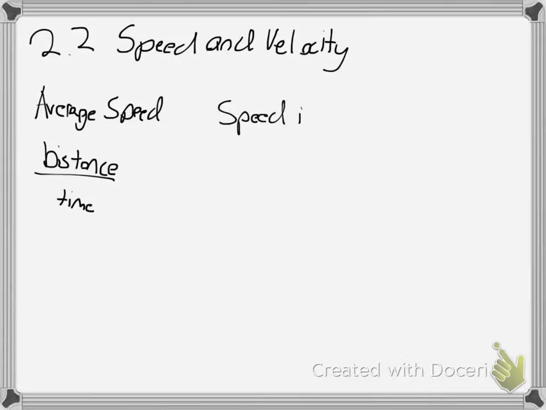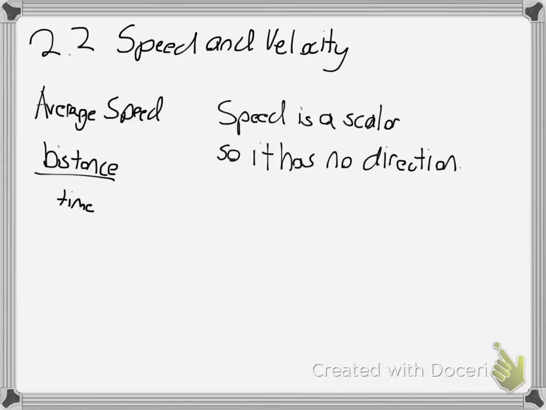The important thing about speed is that speed is a scalar quantity, so it has no direction. So we wouldn't say that speed is going east or north, we would just say it has a magnitude of a certain number. So we would never be able to get a negative speed. This makes sense because you can't get a negative distance or a negative time. So therefore there's no way you can get a negative speed.